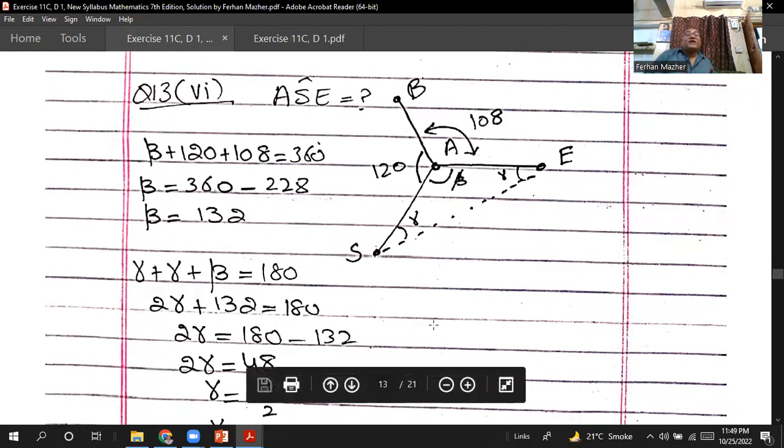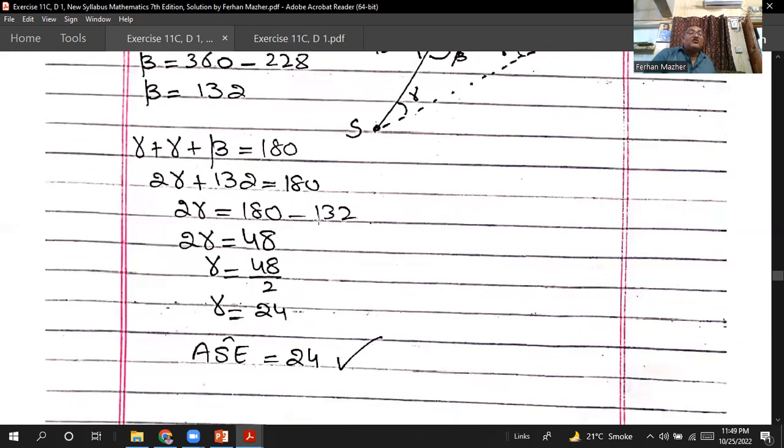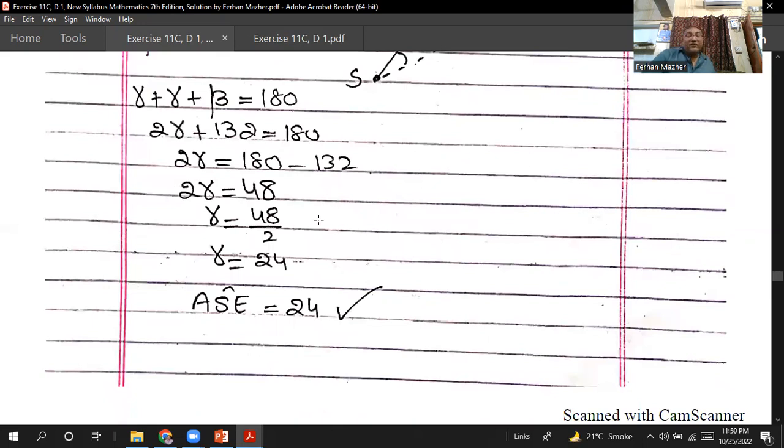The beta plus 120 plus 108 equals 360. So the beta will be equal to 360 minus 228. So the beta will be equal to 132. Now you want to find out this gamma value. So the gamma plus the gamma plus the beta will be equal to 180. So 2 gamma plus 132 will be equal to 180. So 2 gamma is equal to 180 minus 132. So 2 gamma will be equal to 48, divided by 2, and that will be 24. So the ASE will be 24.